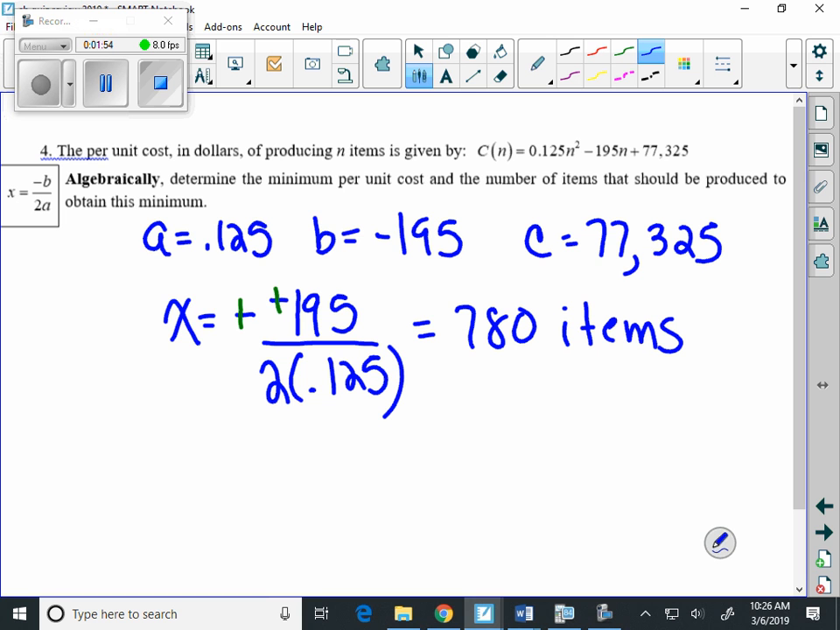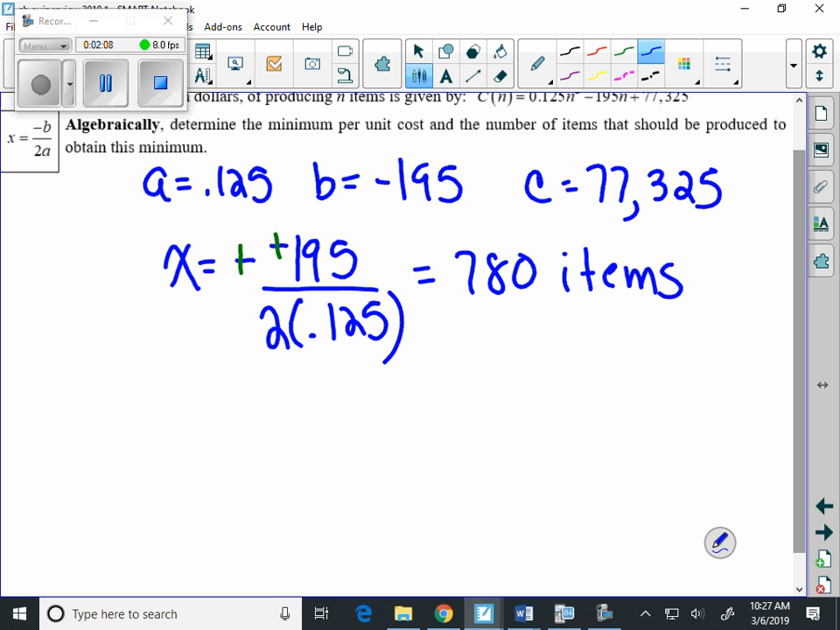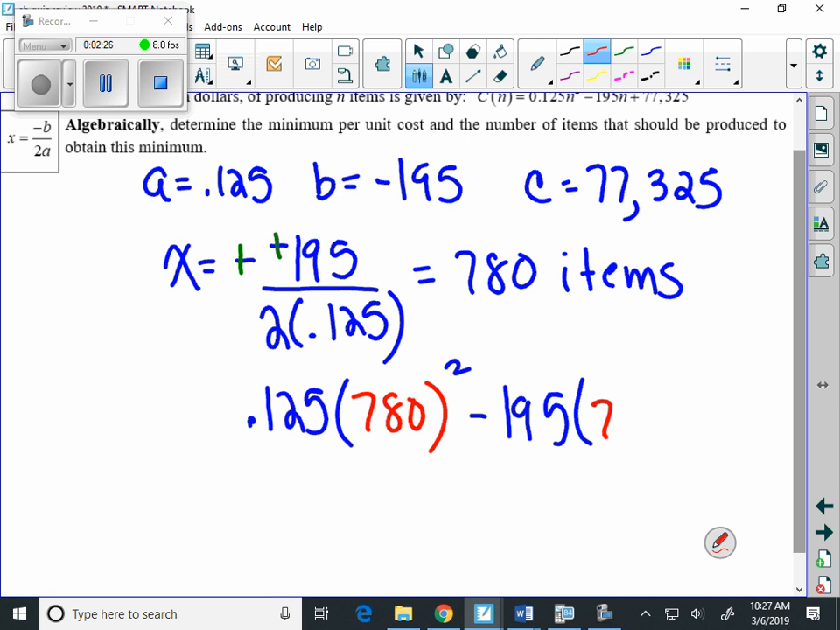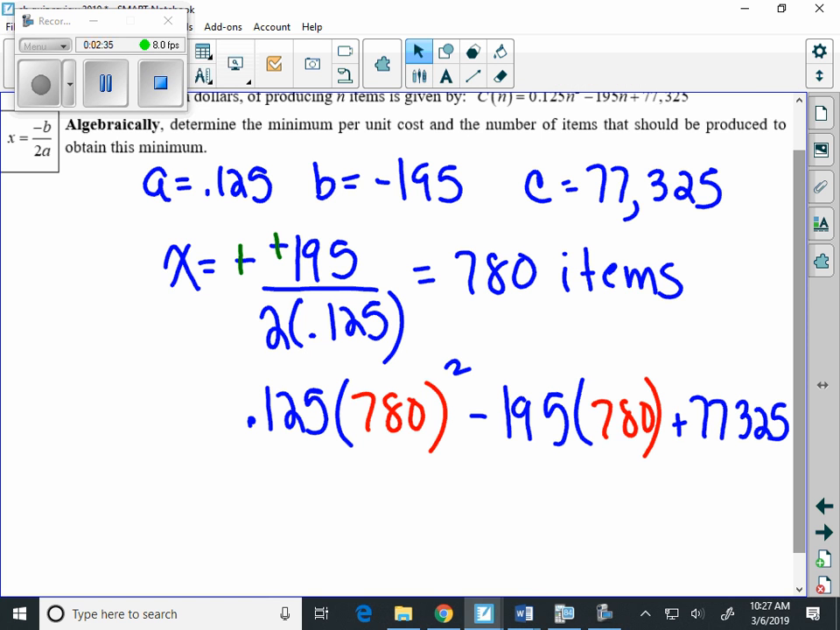But then what it says is determine the minimum per unit cost and the number of items. That's the items, that's the n. The c is the cost, and that's going to be the y value. And what we're going to do is take that equation of 0.125, but instead of n, we're going to put 780 squared minus 195 times 780 plus 77,325. So one more time, we go back to our calculator.